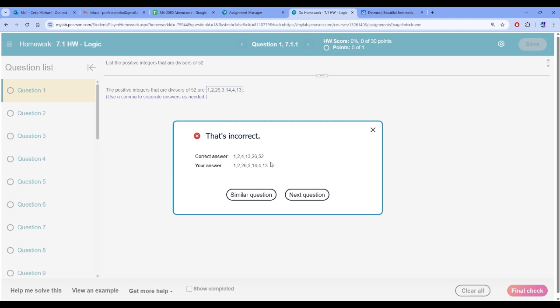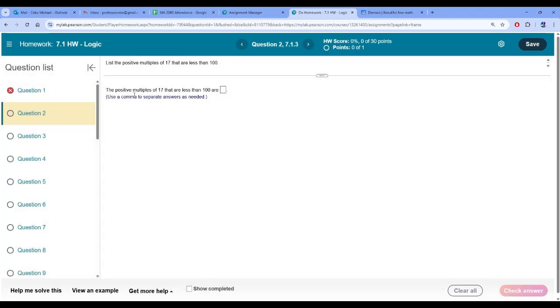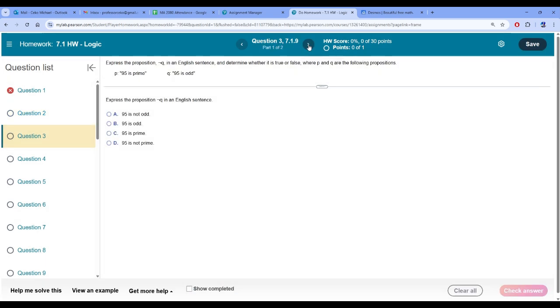Alright, but you guys get it, right? You get it. 1, 2, 4. That's pretty straightforward. The positive multiples of 17 that are less than 100. You're just multiplying. Alright, that's easy.